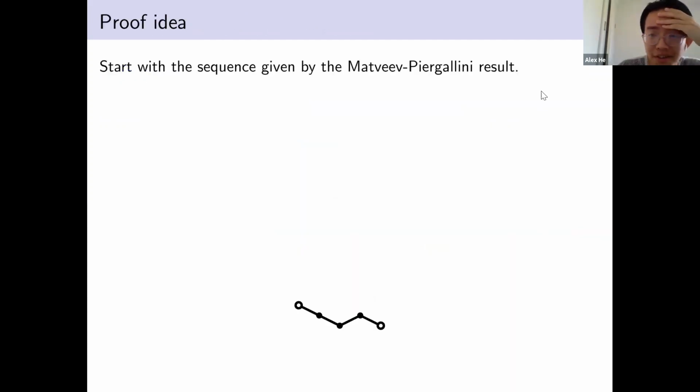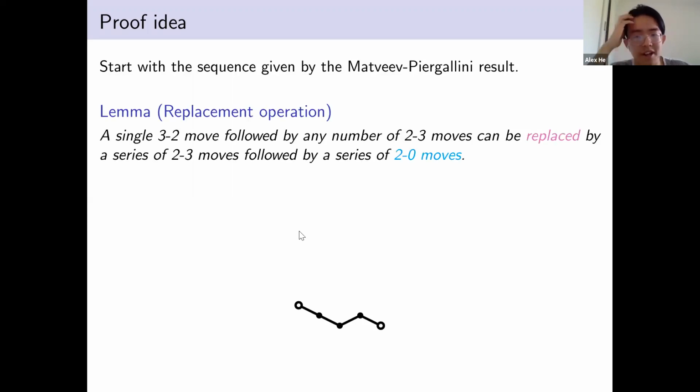I'm going to go through the easy part of the proof first. This is the part of the proof that I've talked about a lot, so maybe people have seen this before, but we'll be able to do more today. So you have some sequence of 2-3 and 3-2 moves, because Matveev and Piccolini tell you that. And the idea is you convert this into the monotonic sequence that you want. Here's the big hammer that we're going to use. This lemma is the hard part of the proof, which is why I'm sort of cheating by saying this is the proof. Proving this lemma is the hard part of the proof.